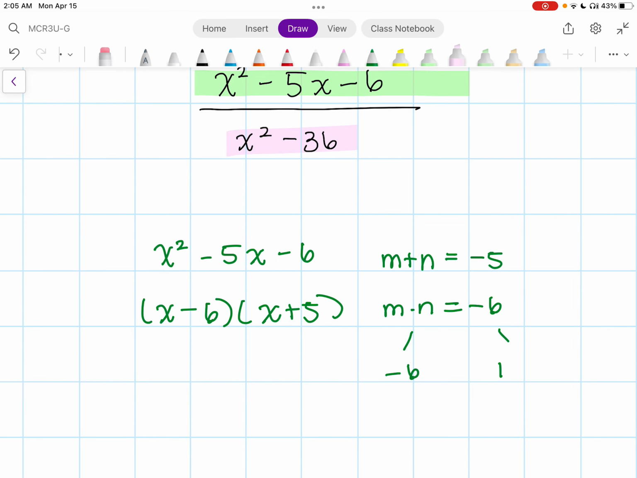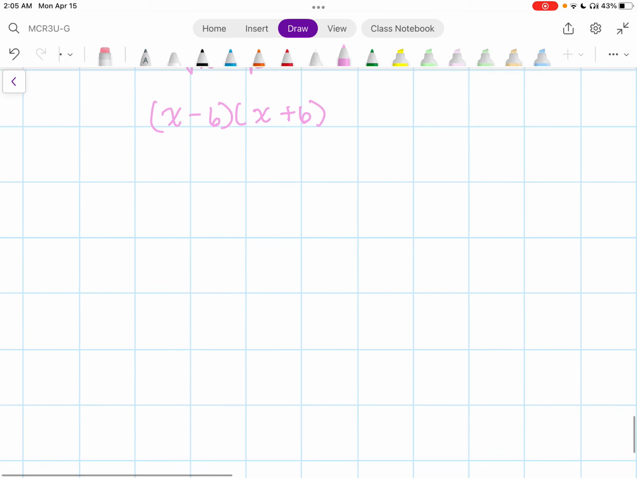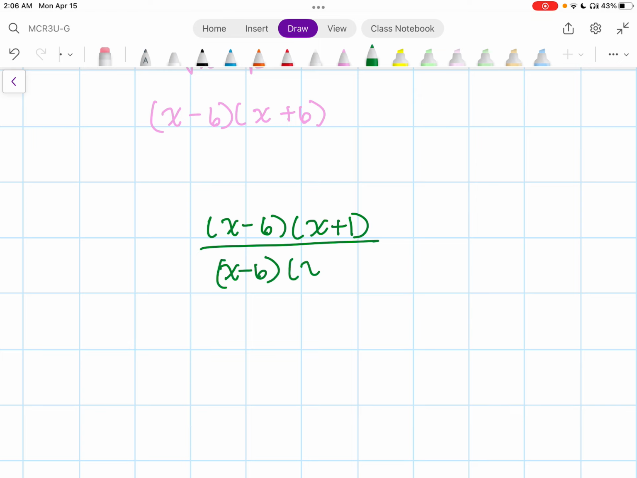So I'm going to do that in pink. Okay. So the denominator is a difference of squares. We have x squared minus 36, right? Take the square root of the first term, square root of the last term. We have x minus 6, x plus 6. Now I'm going to go ahead and write that back down as a fraction again, but now it's going to be x minus 6, x plus 1 divided by x minus 6, x plus 6. I just took the numerators and denominators and put them back where they were.